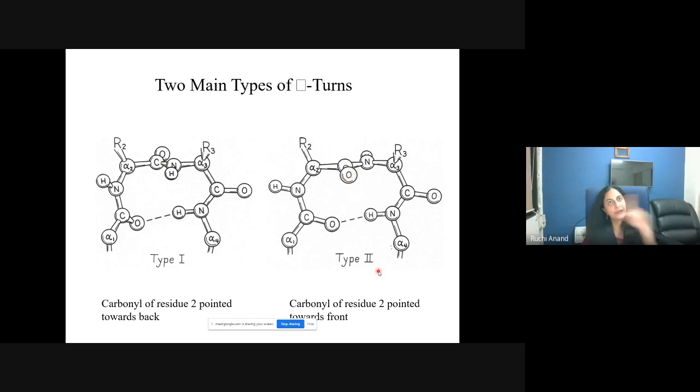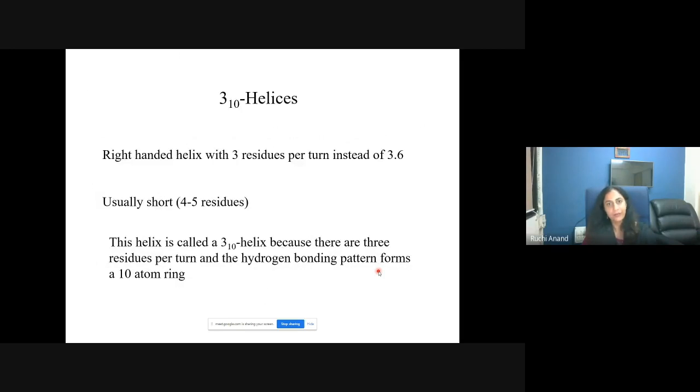And these turns are the ones which give flexibility. At the end of the structure, you will have these turns, and then you can have loops connecting secondary structures. And they are very important items in changing the structure, direction, in going from helix to strand, and they act as connectors.